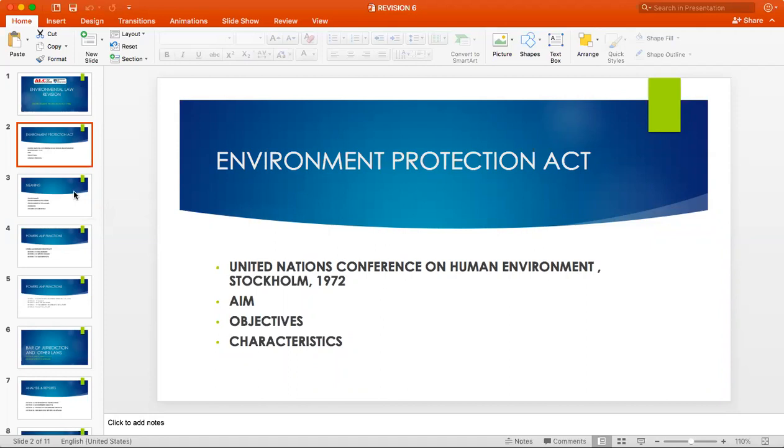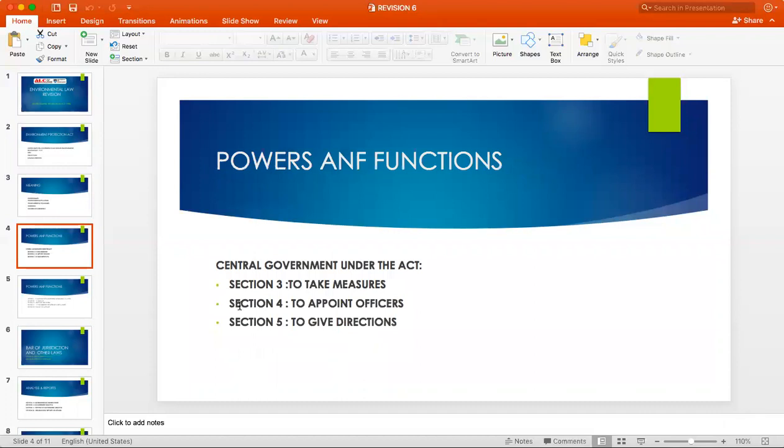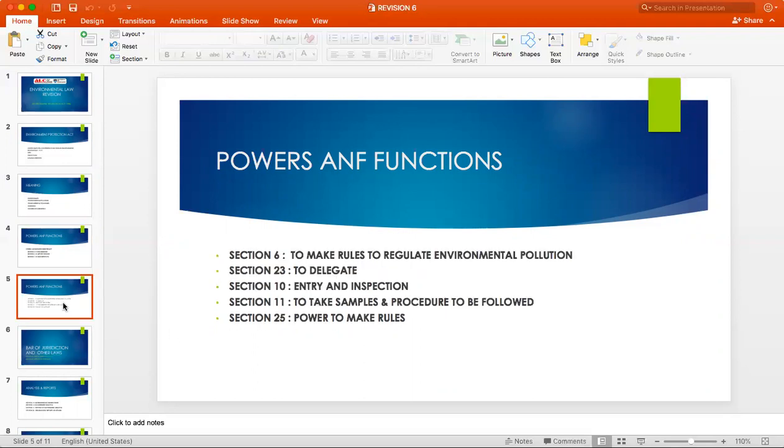When we talk about the aims, objectives and characteristics, we discussed them in our previous session. We dealt with the definition part. We dealt with the powers and functions of the central government. Section 3, to take measures. Section 4, to appoint officers and delegate to them such functions as are necessary to fulfill their duties and responsibilities. Then Section 5, which is the power to give directions. Section 6, the power to make rules in order to regulate environmental pollution.